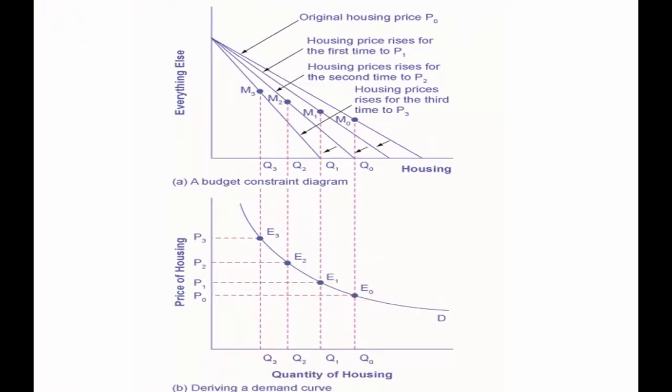The demand curve graphs each combination of the price of housing and the quantity of housing demanded, ceteris paribus. Indeed, the quantities of housing are the same at the points on both upper and lower graphs. Thus, the original price of housing, P0, and the original quantity of housing, Q0, appear on the demand curve as point E0. The higher price for housing, P1, and the corresponding lower quantity demanded for housing, Q1, appear on the demand curve as point E1.